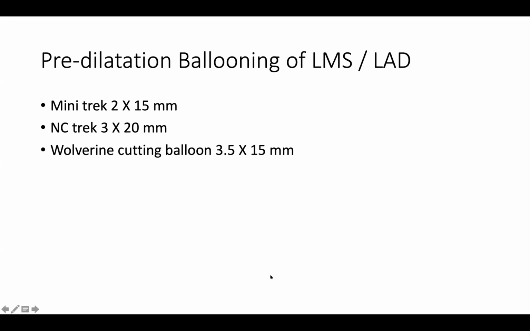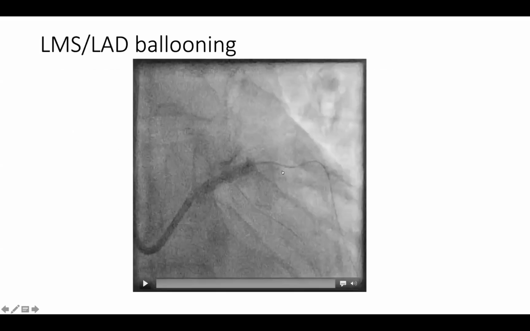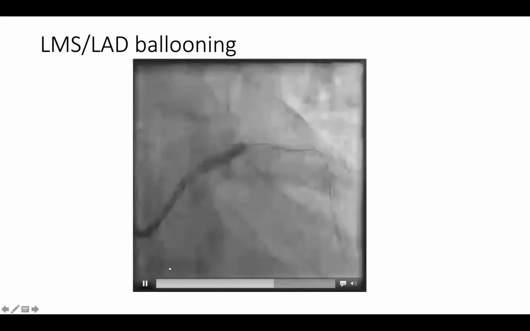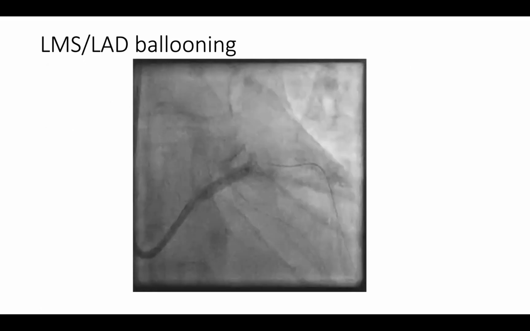Go ahead, tell us what you did. Okay, we start with the relatively small balloon, the mini-tech with the dilatation of the left main stem, then LAD, and we do the cutting balloon 3.5 in the LAD left main stem. That went very easily, no problem at all.